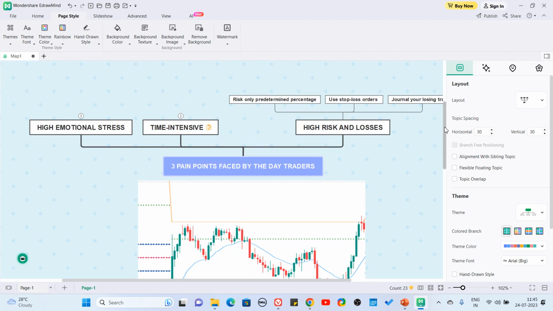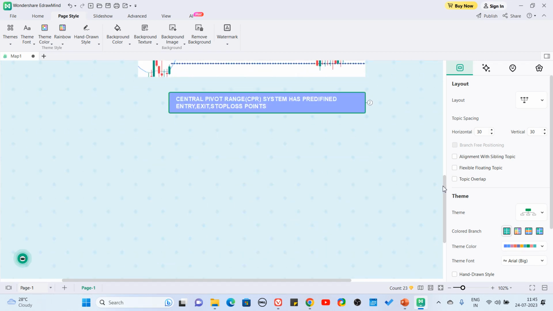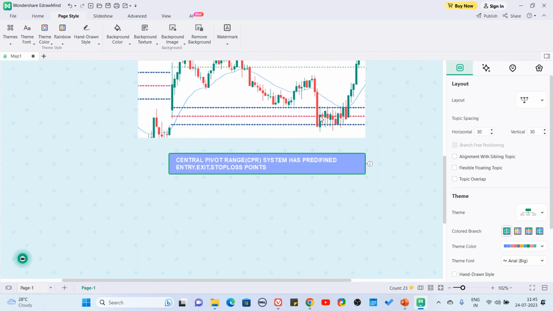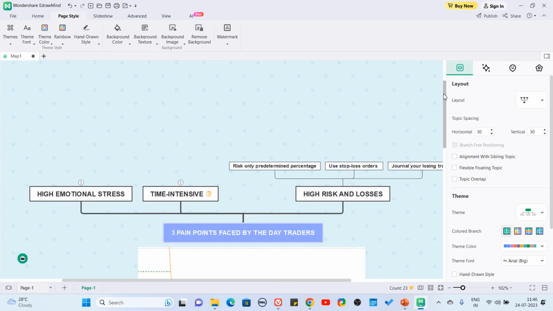If that triggers in this example, if I enter here, and due to theta decay it triggers, no problem, I will just stay out of the markets, because I have lost the predetermined amount in my trading plan. Okay, risk only a predetermined percentage.